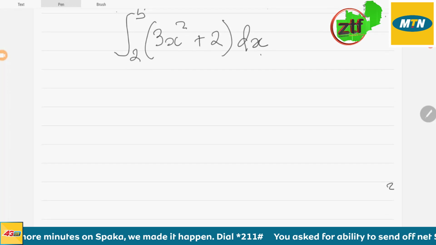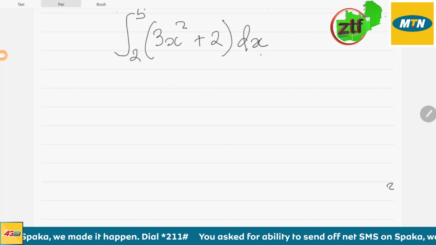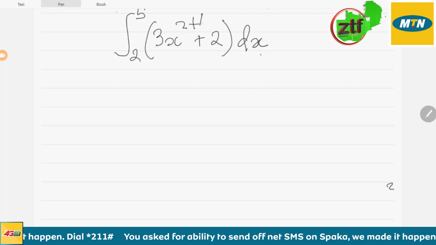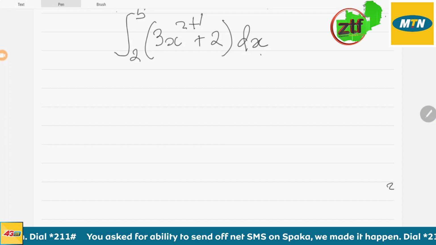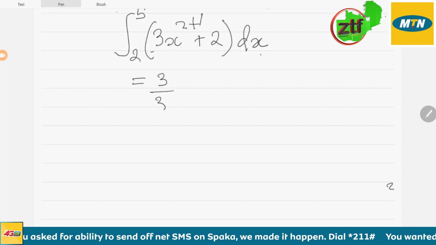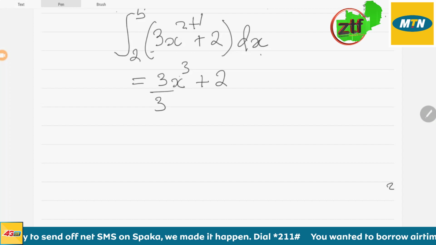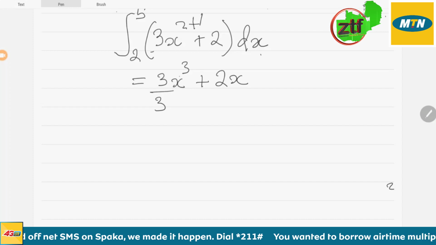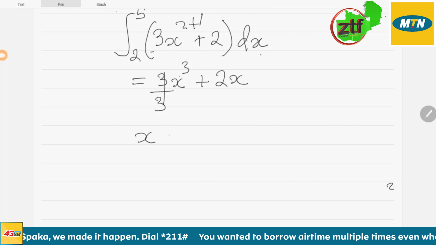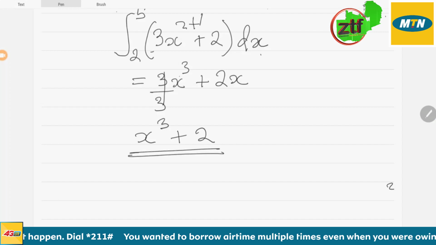Like I said earlier on, if we are integrating this, this value will go up by 1, and then we are also going to divide by the new power. So we are going to have 3 over 3, then x to the power 3, because the new power is that, then plus 2. When we integrate this with respect to x, we are going to have that. Right. So then we have x to the power 3 plus what? 2x as the integrated expression.